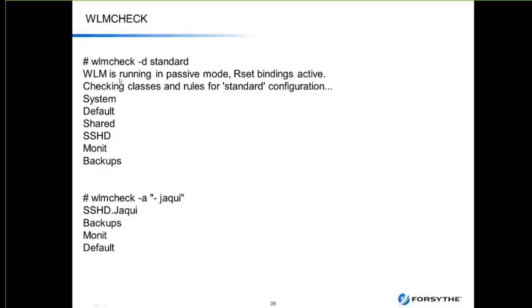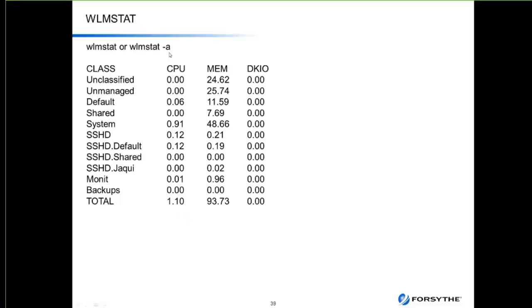So here I check my standard config, and you saw this before. But when I do it for Jackie, it says, okay, well, I've got my sshd.Jackie, and then that's the one that's going to have a subclass of Jackie, and then I have these other superclasses. So now when I run wlmstat or wlmstat -a, because I added the subclass, it now shows up here. So you can see that now it breaks the SSH down and gives me the subclasses by default. So normally, if you look at the other ones, you'll see Monit, I just have one line. Because sshd has subclasses, it will break it out to default, shared, and Jackie. And then, if I sum this 0.02 and 0.19, it comes up to what it's showing for the superclass.